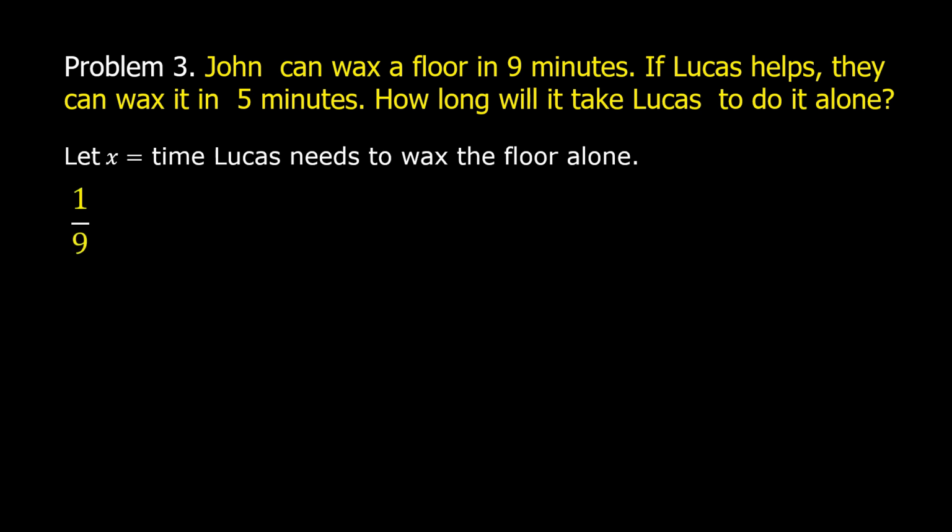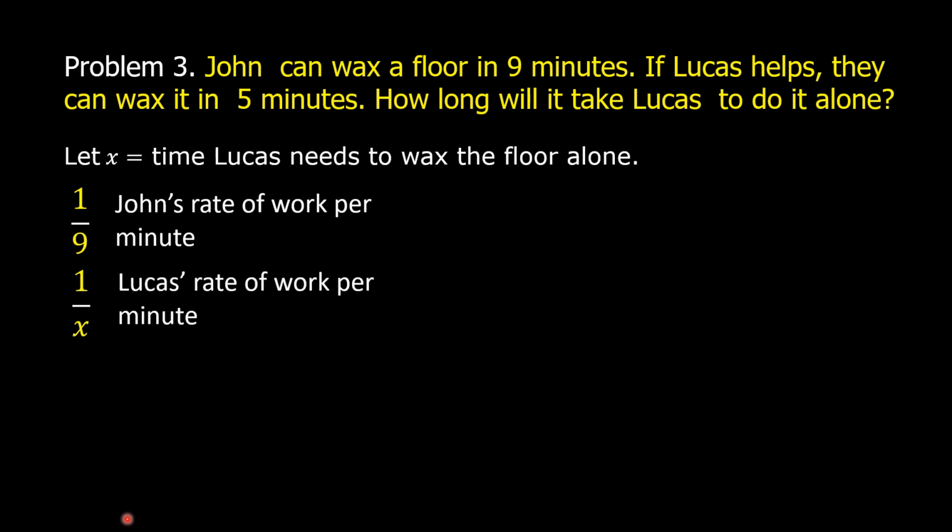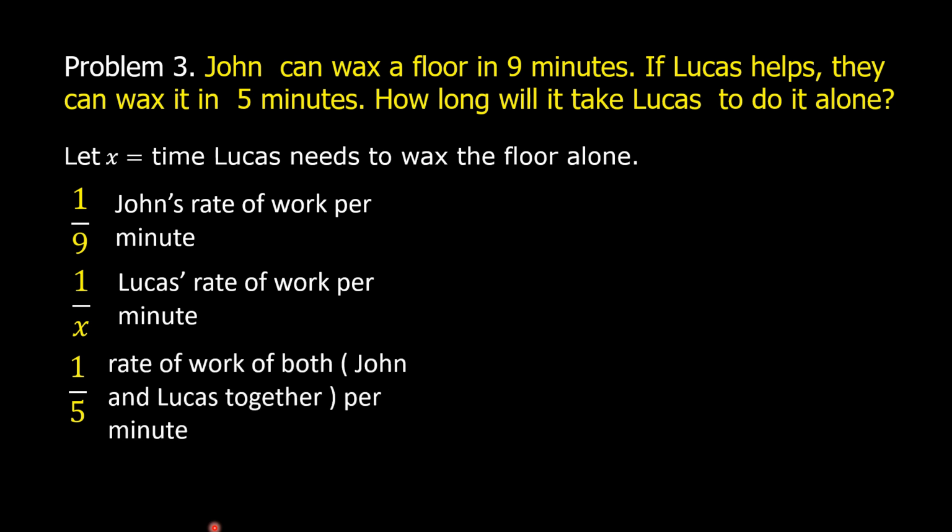1 over 9 is John's rate of work per minute because, according to the problem, John can wax a floor in 9 minutes. And then 1 over x is Lucas' rate of work per minute. We represented by x the time Lucas needs to wax the floor alone. And then 1 over 5 is the rate of work of both, that is, John and Lucas working together per minute.